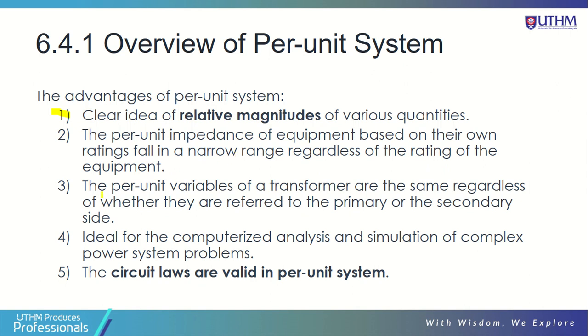Number three, the per unit variables of a transformer are the same regardless of whether they are referred to the primary or the secondary side. Whether we refer to the primary or the secondary side of the transformer, we have the same per unit value. And number four, it is ideal for computerized analysis and simulation, especially for complex power system problems.